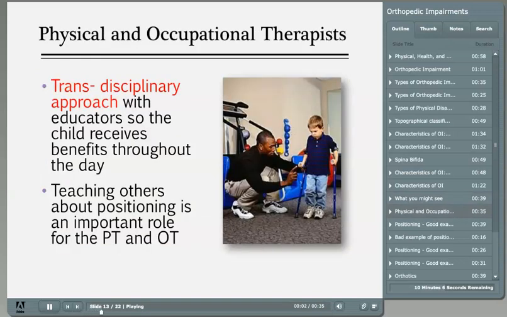Regardless of the cause of the condition or the impact on the body, children need access to people with expertise in physical disabilities, including physical therapists and occupational therapists. PTs and OTs should work together through a transdisciplinary approach and engage in role release with educators and other school professionals. That is, they should teach others who work with a child how to position and practice activities with the child, so that the child is not only receiving benefit when they're in therapy, but throughout their day.